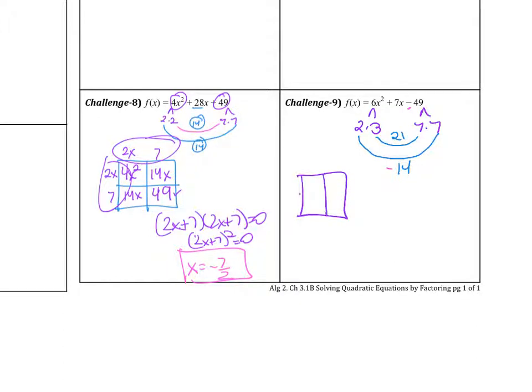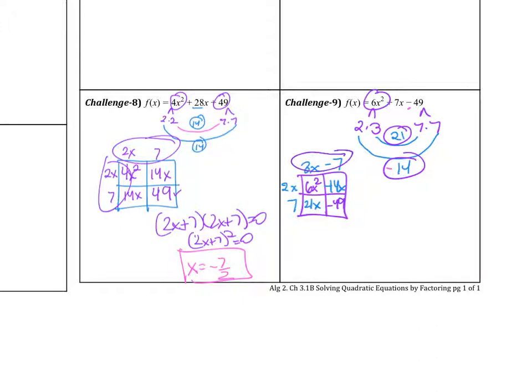Let's fill that out. So top left is a 6x squared, bottom right is negative 49, and then I'm going to use these 21 and 14. So I'm going to do 21x and a minus 14x, and then let's factor the 6x squared, so that's 2 and 3. So 2 will go on the left, 2x, and then 3x will go on the top. 2x times 3x is 6x squared. Then 2 times negative 7 equals negative 14x, and 3 times positive 7 equals positive 21x. Then we look at 7 times negative 7, that is negative 49, so that is true.